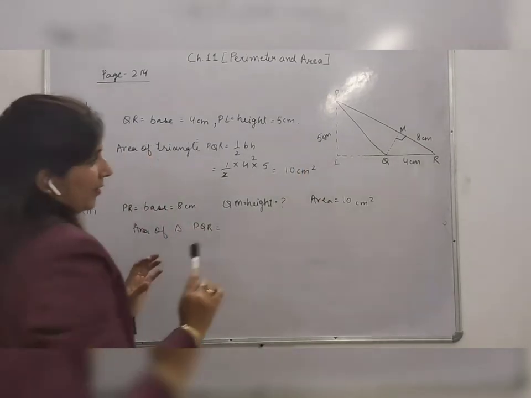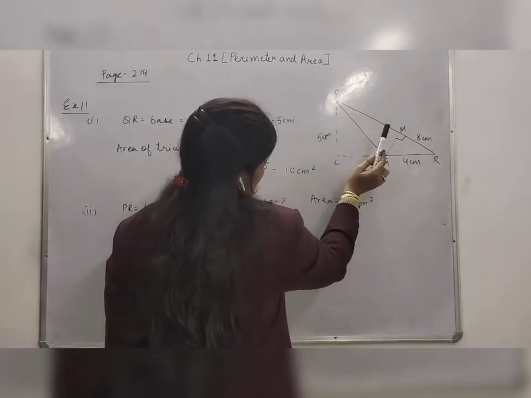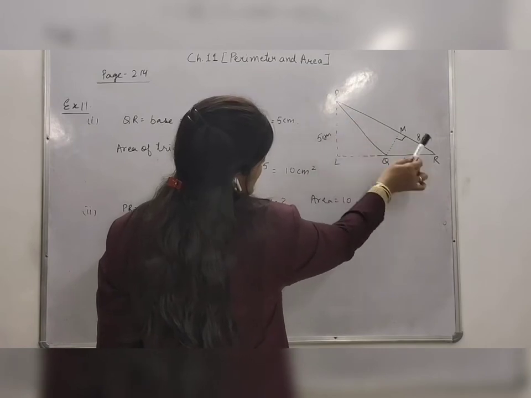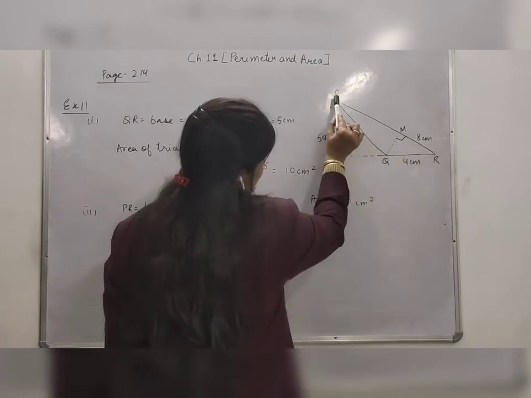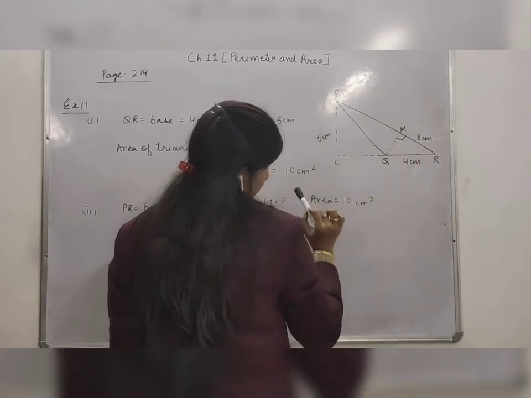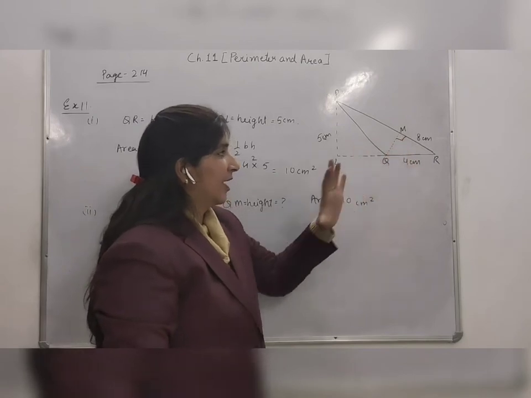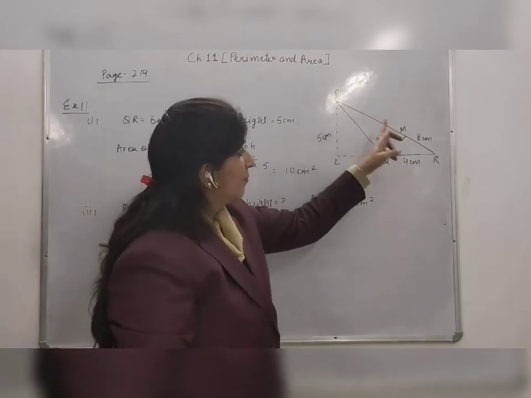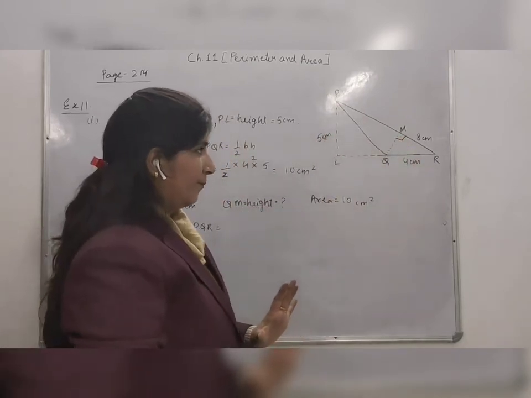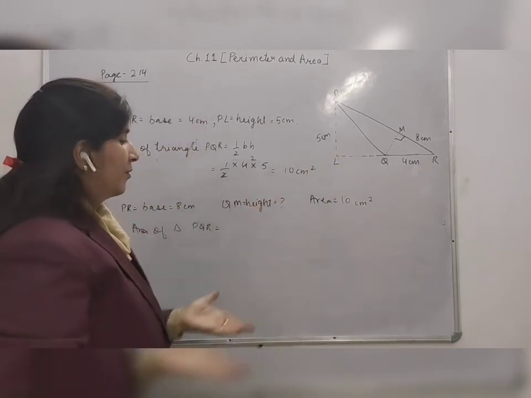In the second part, in the same triangle, we have to consider the base as PR. Okay. So if we consider PR as base, then height will be MQ. That we need to find out. Means MQ or QM is the height that we need to find out, considering PR as base of the triangle. So area of this triangle, of course we have already found, so area will be same.